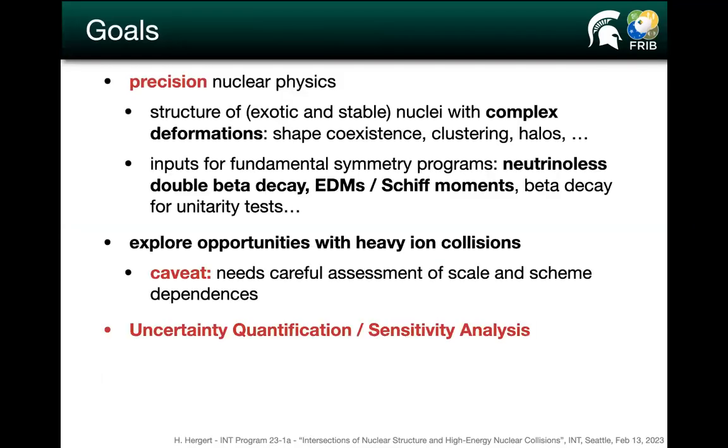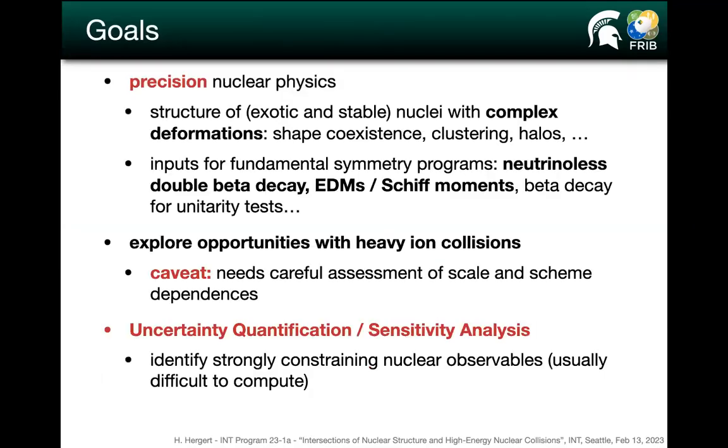So looking ahead, and I'm going to go a bit quickly here. Clearly what we want out of this ab initio program is the ability to do precision nuclear physics, where we want to be able to describe all the nuclear phenomena that can appear, including complex deformations like shape coexistence, clusterings, halos. So this is the stuff where there would be a lot of potential opportunities that we can explore together with the heavy ion community.